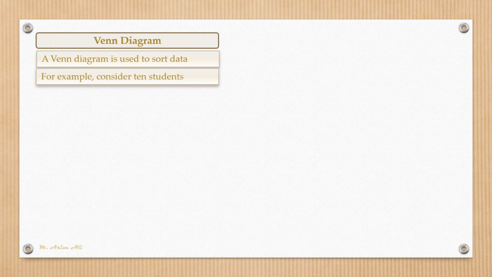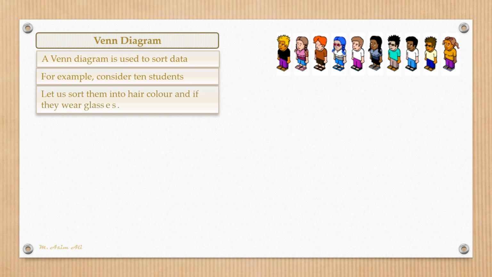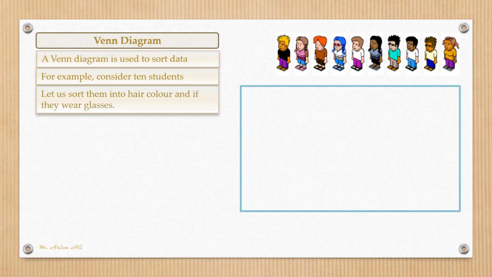Let's consider an example of 10 students. So we have 10 students here and we will sort them according to their hair color, brown color, whether a student has brown color or not, and whether he or she wears glasses. So there are two criteria. Number one, whether the student has brown hair, and the other criteria is whether he or she is wearing glasses or not. So first we will make a universal set.